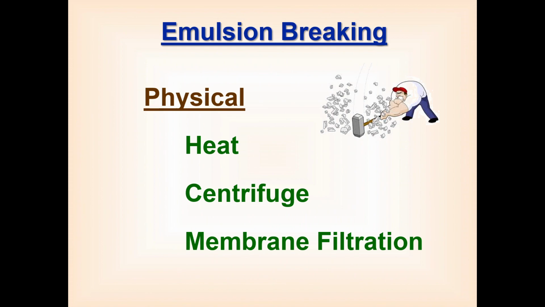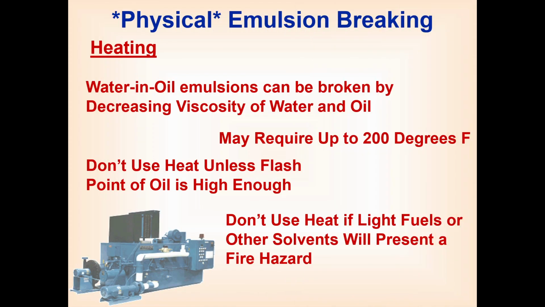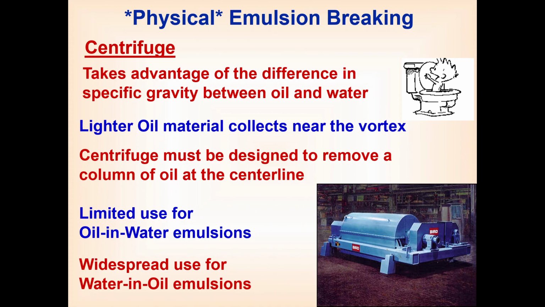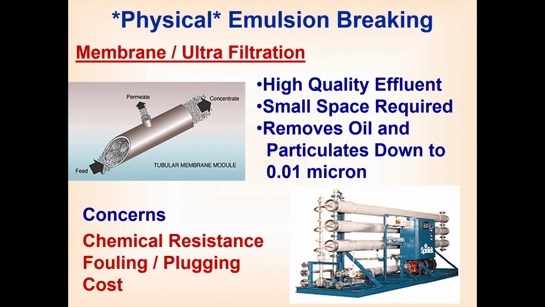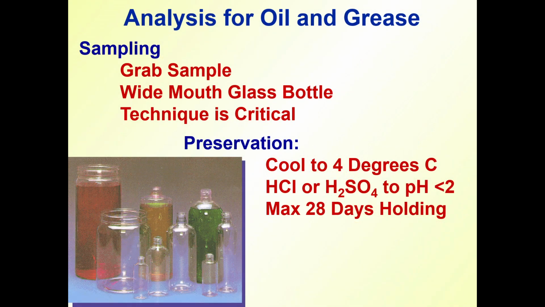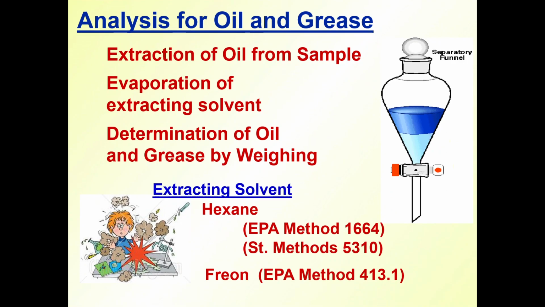Physically, you can apply some forces by centrifugal force or filtration, also by heating methods, etc. When it is heated, the viscosity decreases. Up to 200 degrees centigrade is used. We can also go for centrifugation, where the lighter particles are collected near the vortex, but it is limited for oils. Ultrafiltration you can also use as a method. And sampling: you can collect the samples and check them.